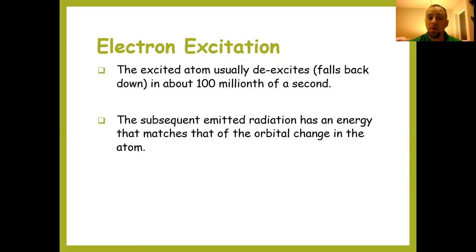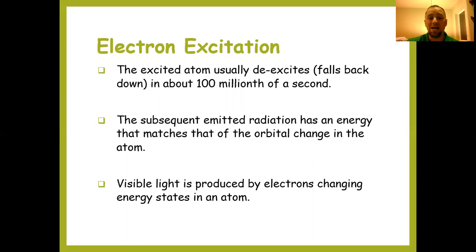So depending how much energy it has and how much it then loses, it will emit some form of radiation. And that radiation that the electron will then emit will match the amount of energy that the electron had to gain to move to that different energy level. So that orbital change that occurs for that electron in that atom has a specific amount of energy. And so the electromagnetic wave that the electron gives off will match that amount.